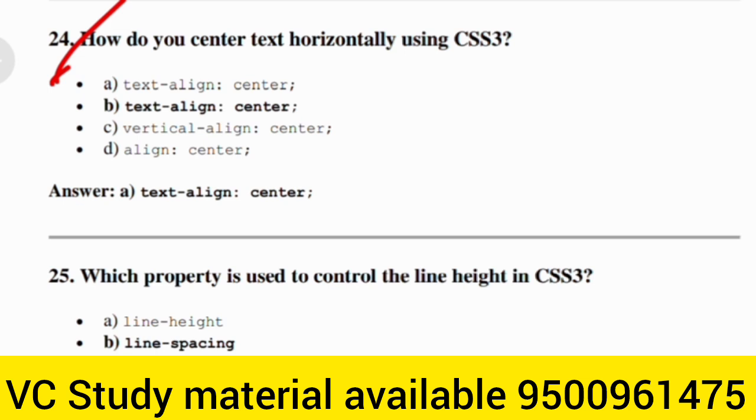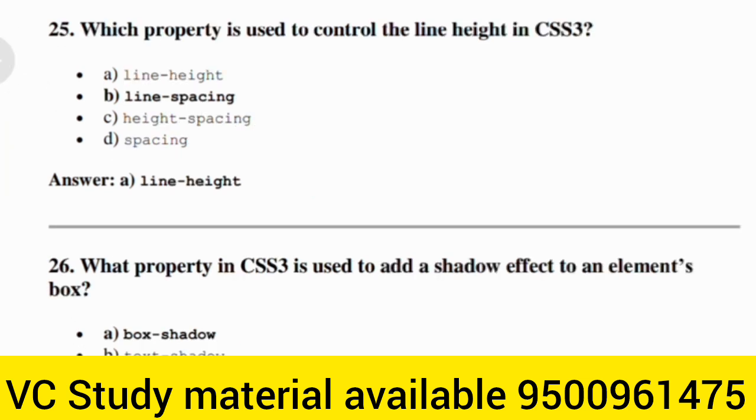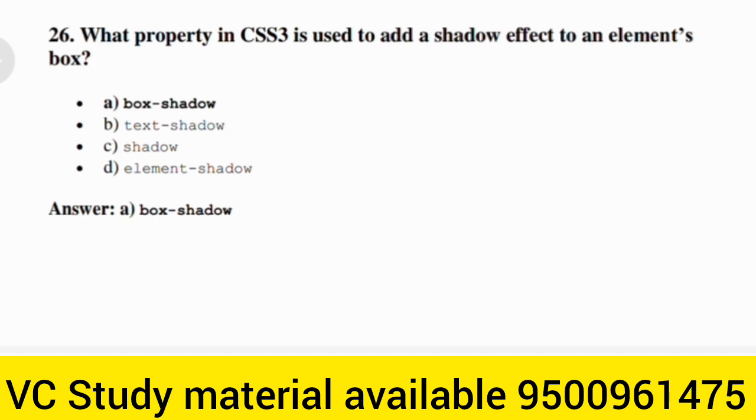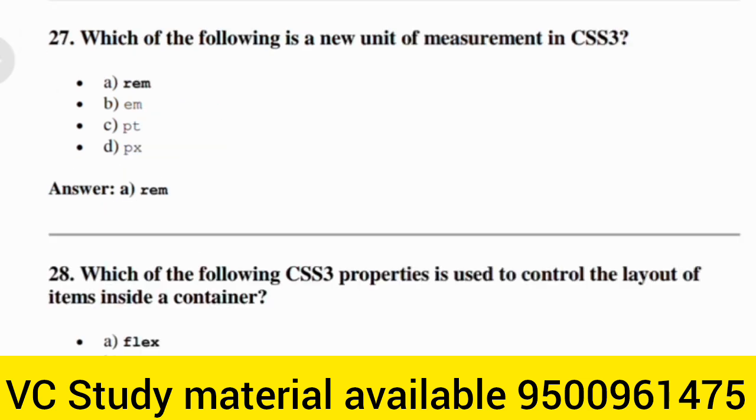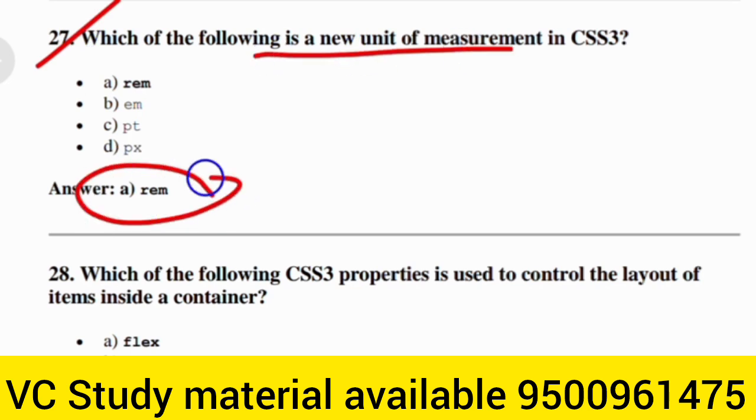How do you center text horizontally using CSS3? Text align center. Which property is used to control the line height in CSS3? Line height. What property in CSS3 is used to add a shadow effect to an element, box shadow? Which of the following is a new unit of measurement in CSS3? REM.